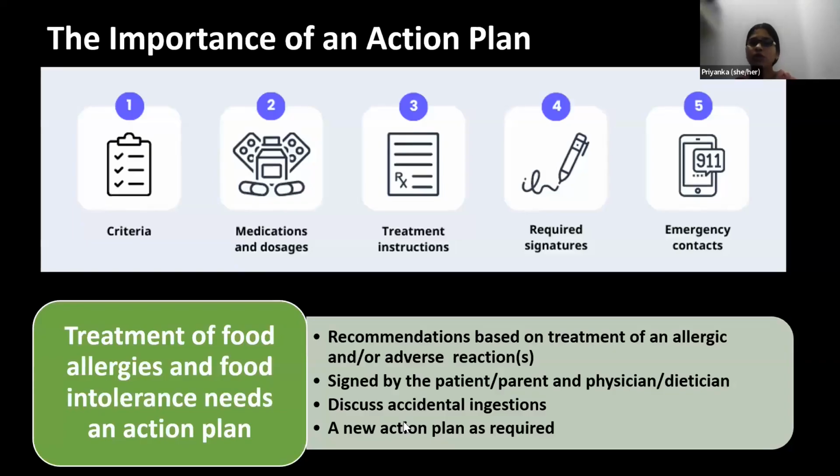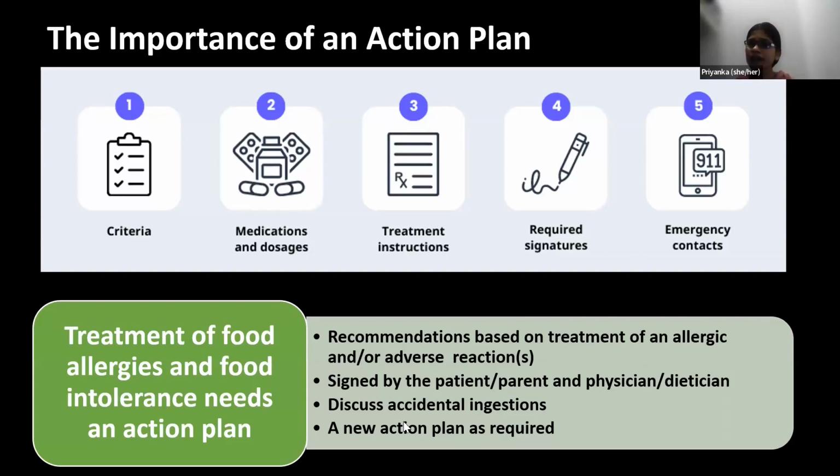The first and foremost plan should be an action plan. An action plan is very important for a nutritionist to plan a diet. Majorly, an action plan consists of 5 elements. It is criteria, medications, and dosages. We all know we have gone through chapters of drug and diet interactions. Based on the drug prescribed by the physician, we should plan a diet for the patient. Treatment instructions: whatever treatment instructions there are, the diet should be planned based on them. We should always have required signatures on the action plan and emergency contacts on those action plans.